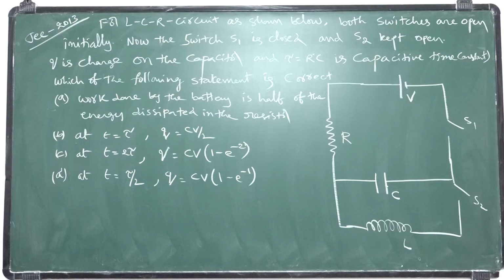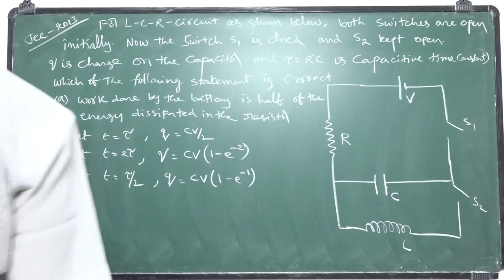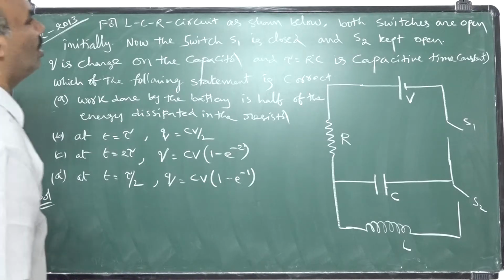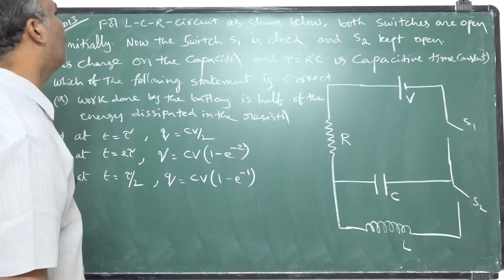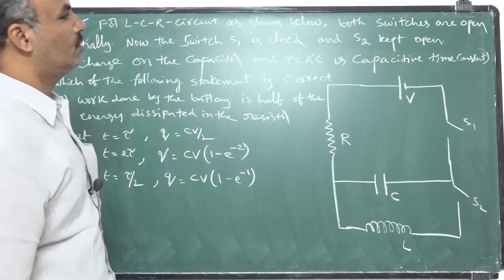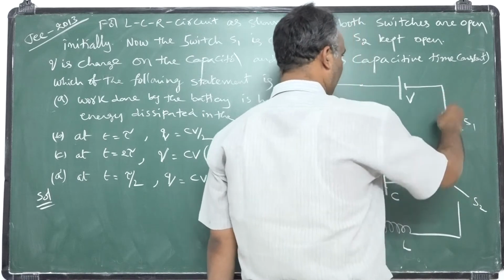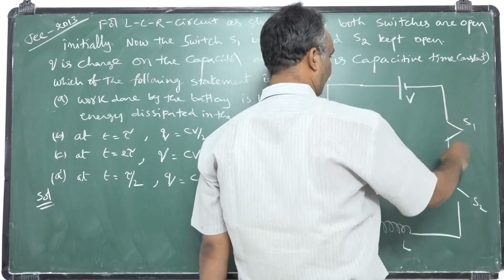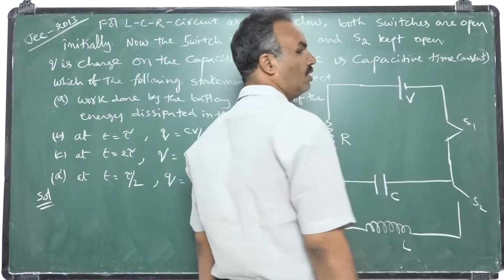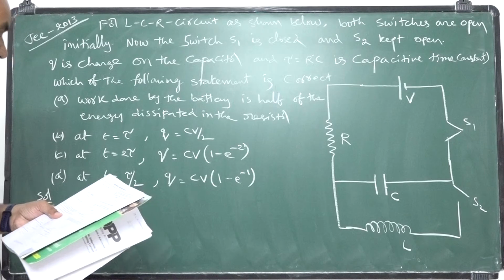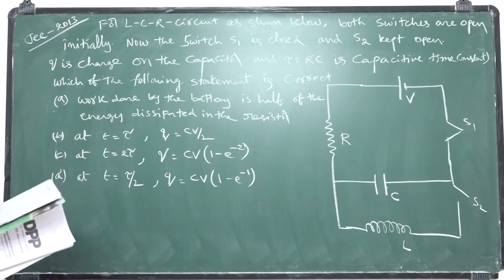The solution is very simple if you observe the circuit diagram clearly. Clearly, as per the given question, initially both the switches are open. Now switch S1 is closed, S2 is kept open. As S1 is closed, only current is passing through this part of the circuit. It is clearly an RC circuit, and this RC circuit is in growth of charge condition.